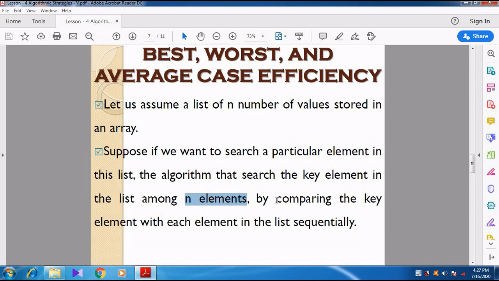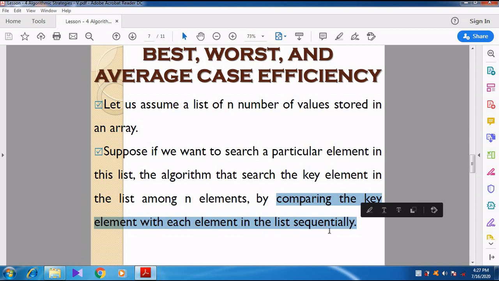So how can we compare? How can we find out? By comparing the key element with each element in the list sequentially. Can you understand, students? What is the element we want to find out? That element is stored in an array. So what do we want to do? We want to go through all the values one by one. Already we know the search element, the value we want to find out. So using that value, we compare each and every value.